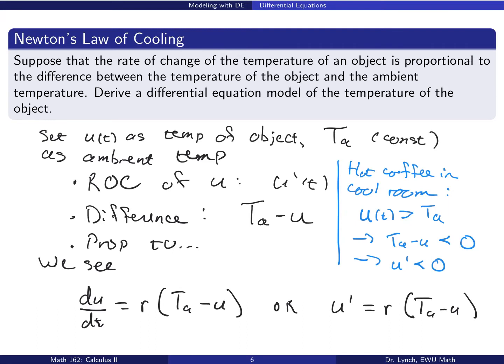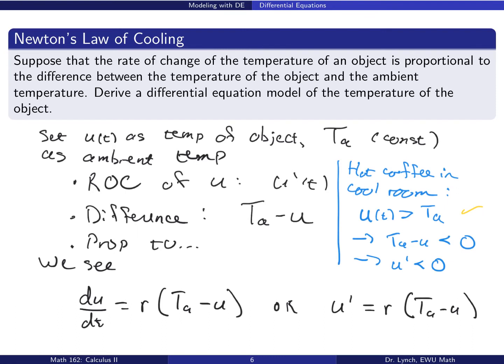If we have a hot cup of coffee in a cool room, we know that the temperature of the coffee is greater than the temperature of the room. That tells us that the difference, T sub A minus U, is negative. And if T sub A minus U is negative, U prime is also negative, which tells us that U is decreasing. And that's what we expect to happen, right?